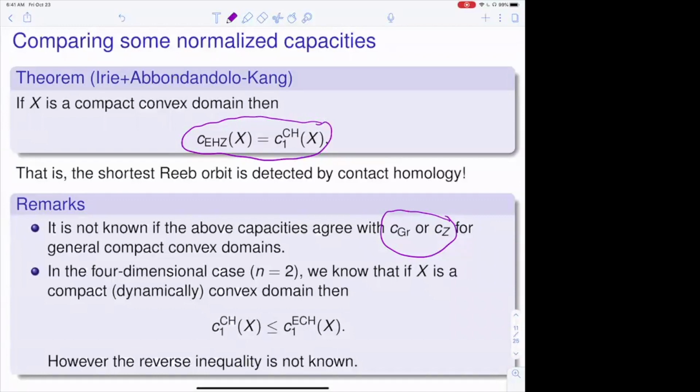Well, a lot of the other capacities defined using some kind of contact homology or Floer homology are actually computable, at least for some examples, and you can try to prove that they're equal to each other. But it's very hard to actually compare them to the Gromov width or cylinder capacities. In the four-dimensional case, if you have a convex domain or even just a dynamically convex domain, I'll review what that means a little later, then the capacity from contact homology is less than or equal to the capacity from ECH, but I don't know if that's an equality or not.